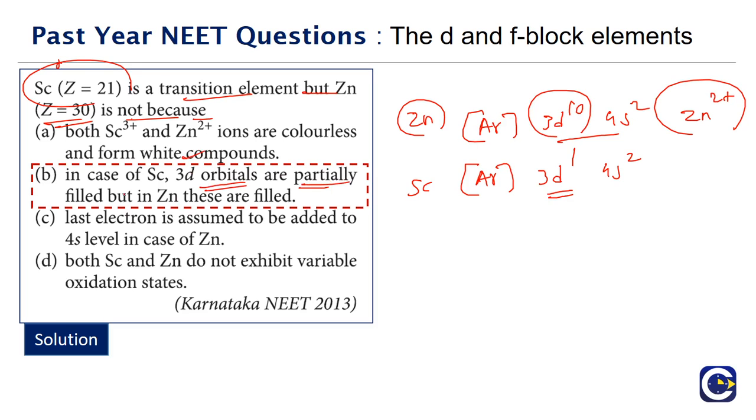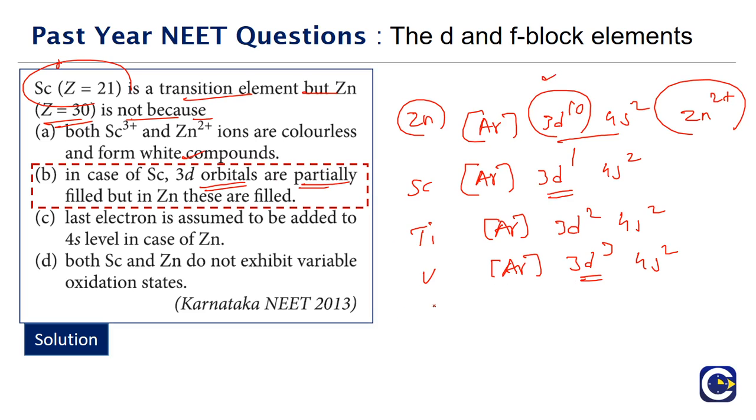Not only scandium, but even if you look at titanium, what will be titanium? That is the next element. It will be 3d2 4s2. Then vanadium. Vanadium is what? Argon 3d3 4s2. So all these transition elements will have partially filled d subshells or d orbitals, whereas zinc has them completely filled, 3d10. So the correct answer for this is option B.